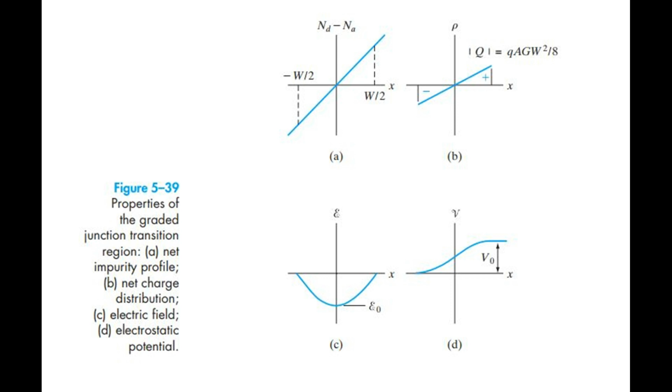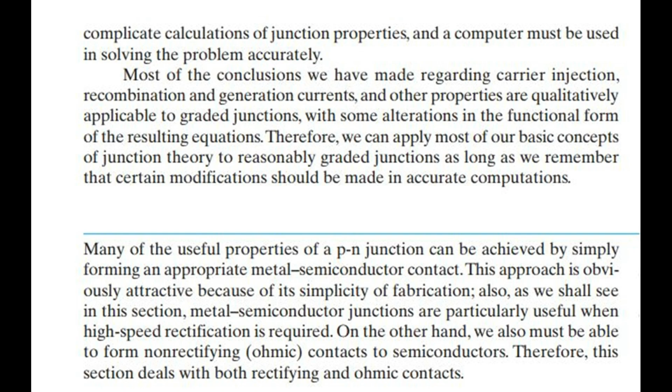D. Electrostatic potential. Many of the useful properties of a p-n junction can be achieved by simply forming an appropriate metal semiconductor contact. This approach is obviously attractive because of its simplicity of fabrication. Also, as we shall see in this section, metal semiconductor junctions are particularly useful when high-speed rectification is required. On the other hand, we also must be able to form non-rectifying, ohmic, contacts to semiconductors. Therefore, this section deals with both rectifying and ohmic contacts.